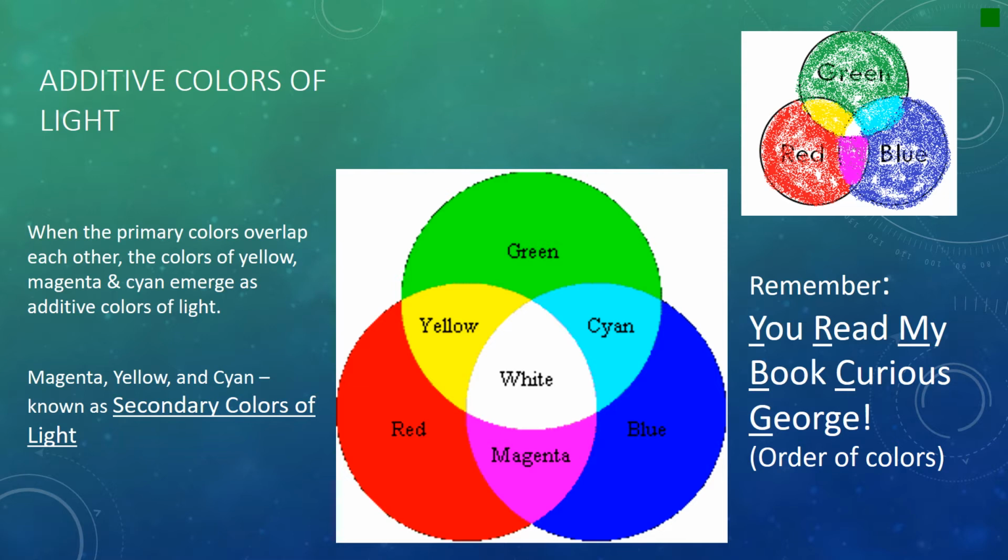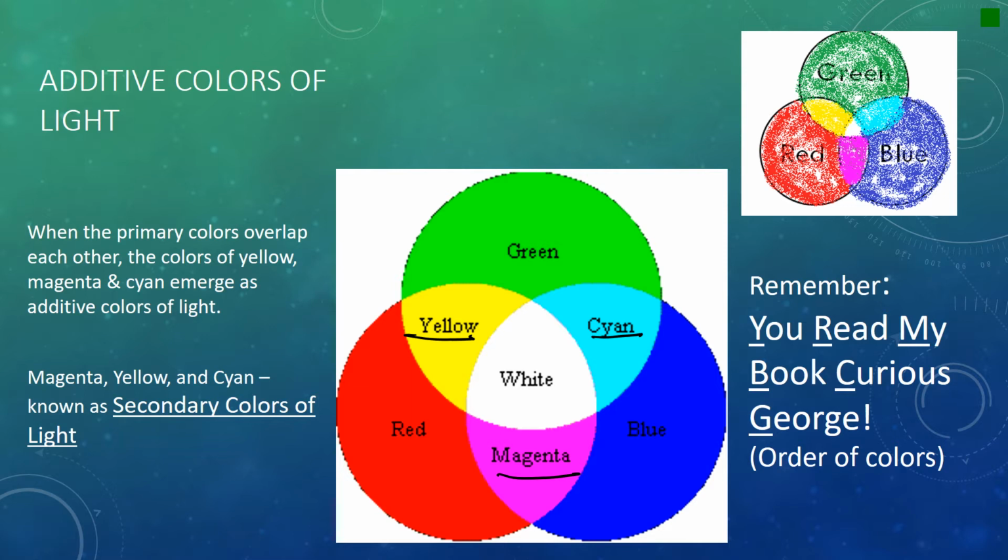Secondary colors are, we've got the primary, which is red, green, and blue. And then the secondary colors are what you get when you mix two of those colors together. So that would be the yellow, the cyan, and the magenta. Okay, so secondary colors are when two primary colors overlap.